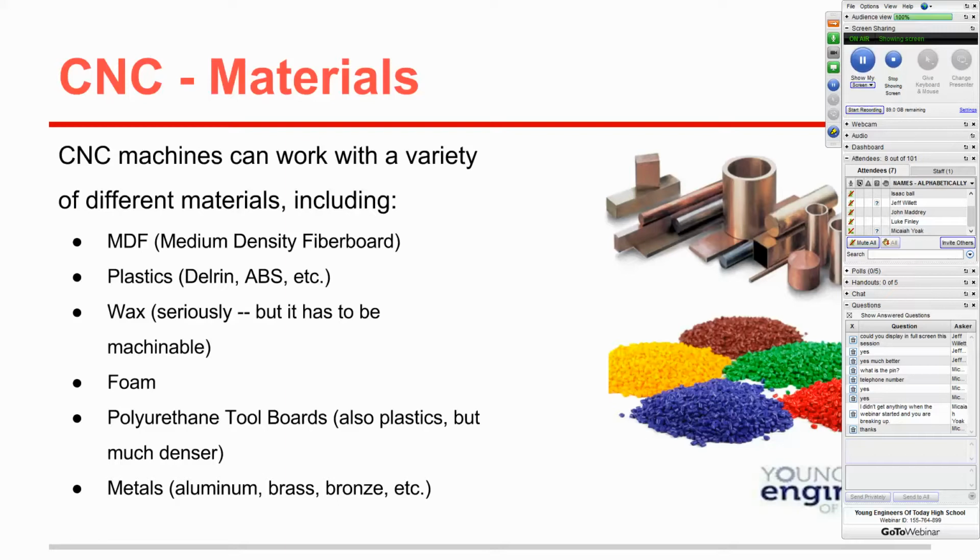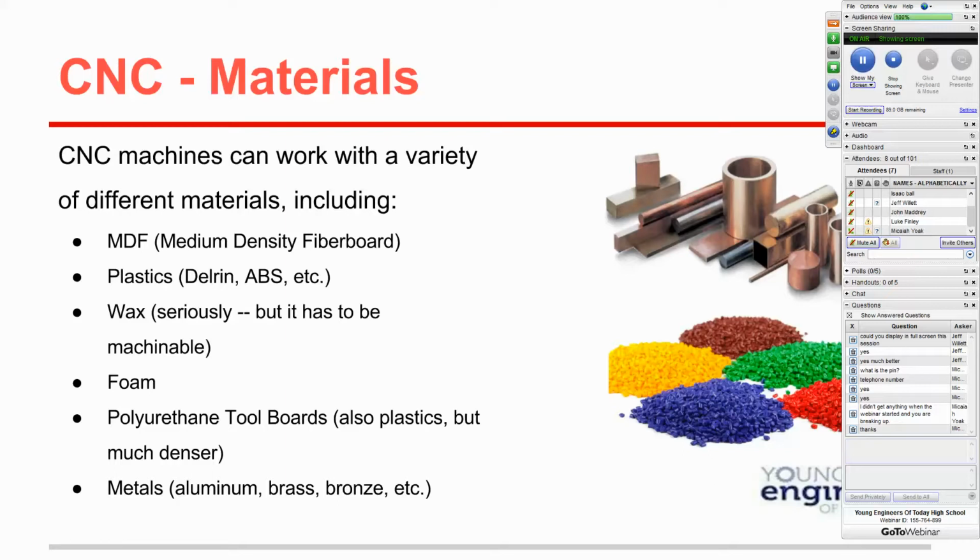Polyurethane tool boards. So if your parents have a wall in their garage where they hung up a bunch of tools, or if you've ever been to a shop, whether your high school has one or whatever, and they have that big wall where there's a bunch of pegs stuck in and a bunch of tools hanging off of it. That kind of stuff is a polyurethane tool board, at least nowadays, which is also a form of plastic, but it's a lot denser. And then metals, of course, we already knew about metals.